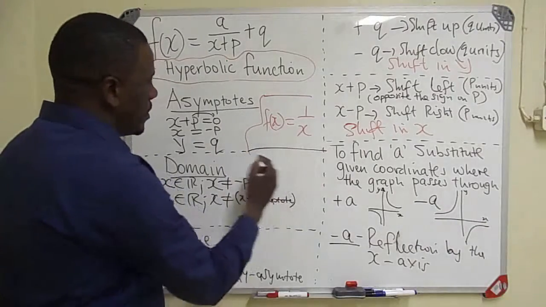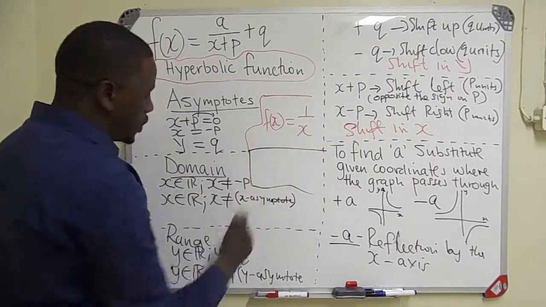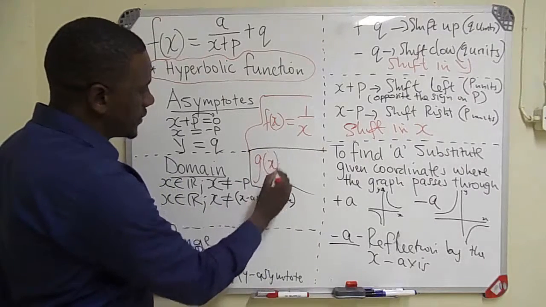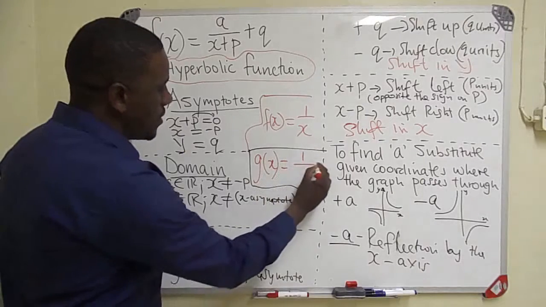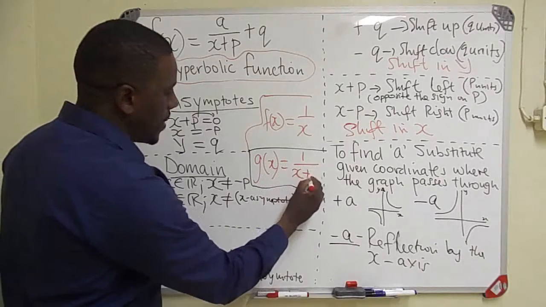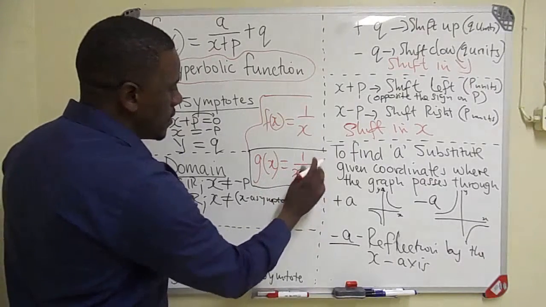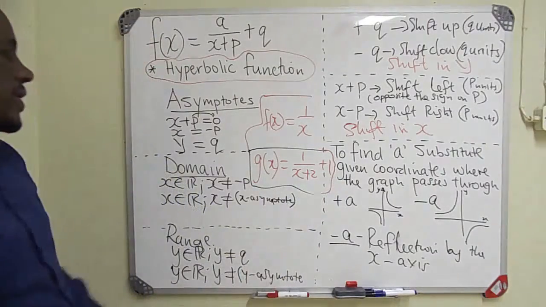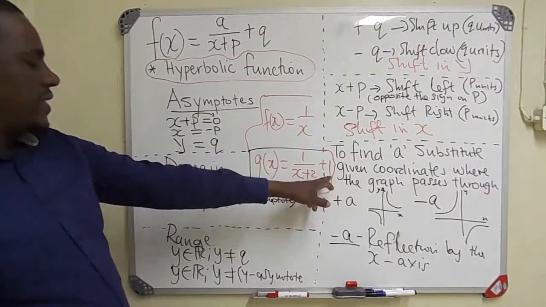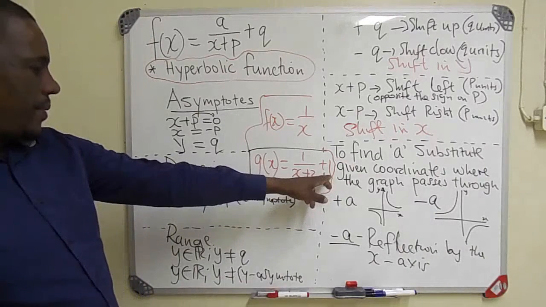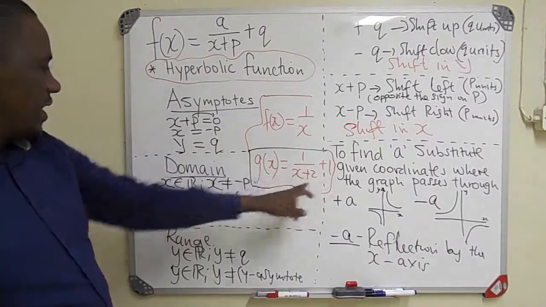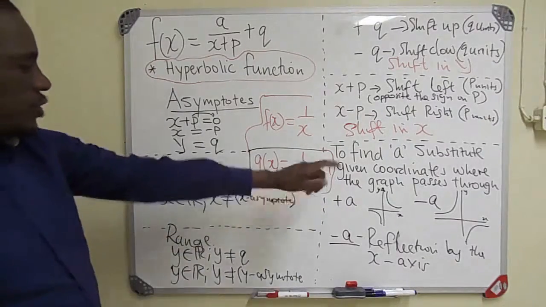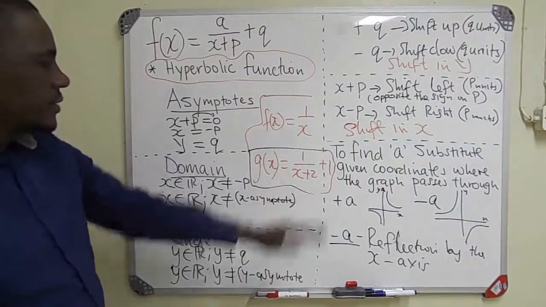For example, we have our g(x). Let's say our g(x) is equal to 1/(x+2) + 1. This plus 1 here is a shift 1 unit up. And this one here is our asymptote. And then x plus 2, our asymptote in x is minus 2.